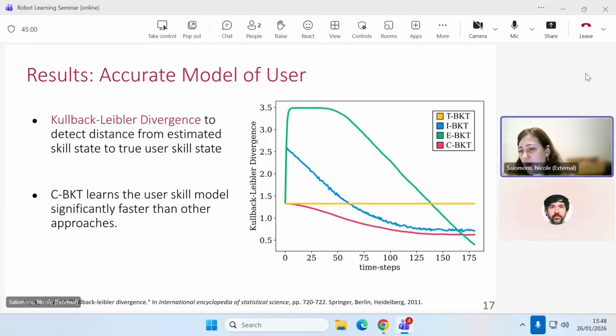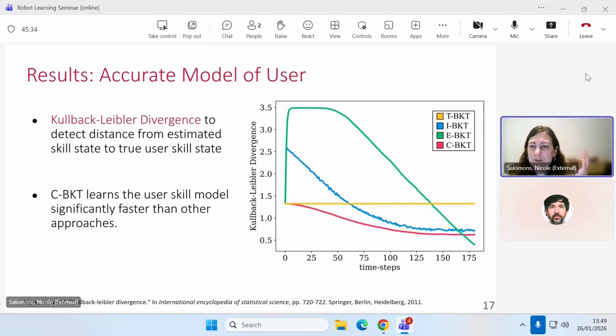So over here, we can see the results. This is Kullback-Leibler divergence, which we use to detect the distance from the estimated skill state to the true user skill state. So how close am I to guessing what the user's true skill state is? And we see that our algorithm over time more quickly gets to the correct answer, and it's significantly faster than other algorithms.